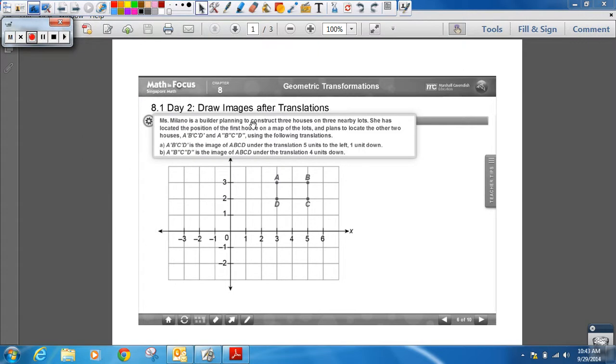Okay, today we will be looking at translations again, which basically is just a slide, but today we are looking at figures instead of just points and line segments. But it will work exactly the same way.